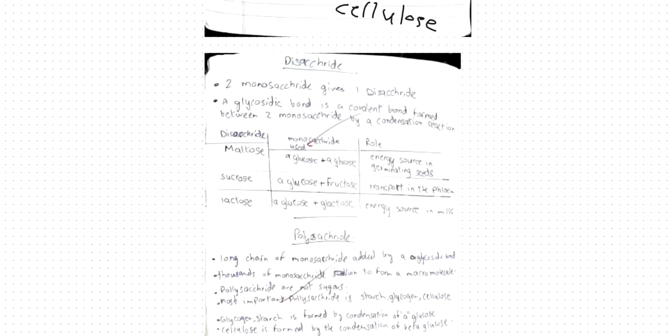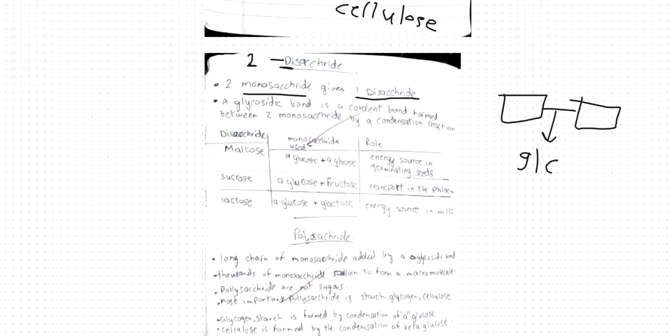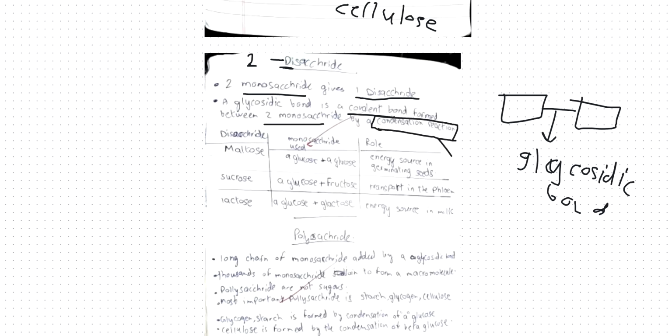Disaccharides, right? Di basically means two. So when two monosaccharides combine together, they give a disaccharide. And when two monosaccharides combine together, the bond that is formed is called a glycosidic bond. A glycosidic bond is a covalent bond formed between two monosaccharides by a condensation reaction. What is a condensation reaction? A condensation reaction basically means you're releasing water in the process. When you combine these together, you make a glycosidic bond, and this releases water.